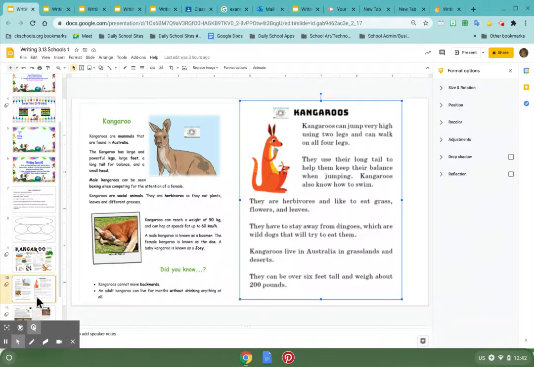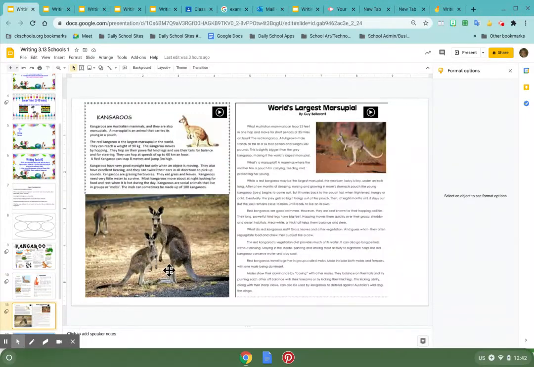So then I go to the next articles and I found out that they live in Australia, and I found out that they live part-time in the desert, part-time in the grasslands. They come out mostly during the night or the evening because it's cooler. So I learned all of that.